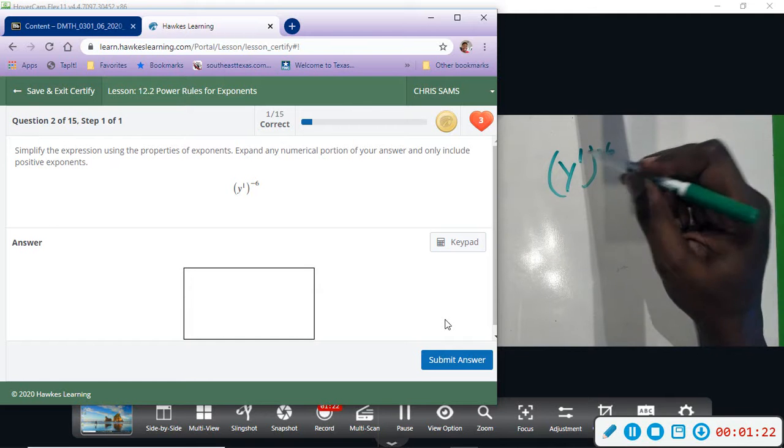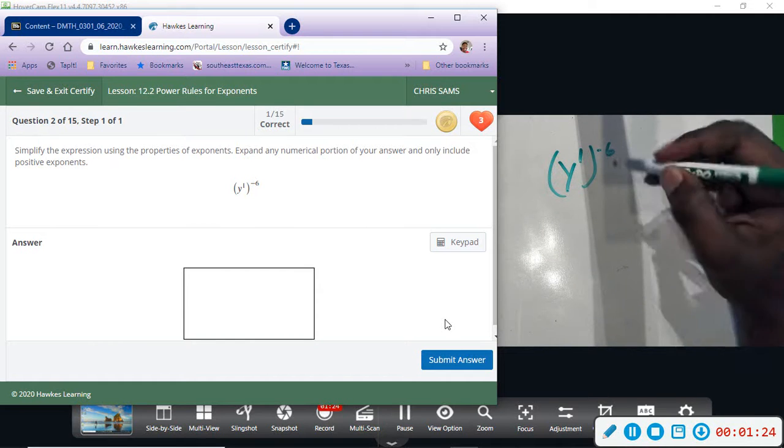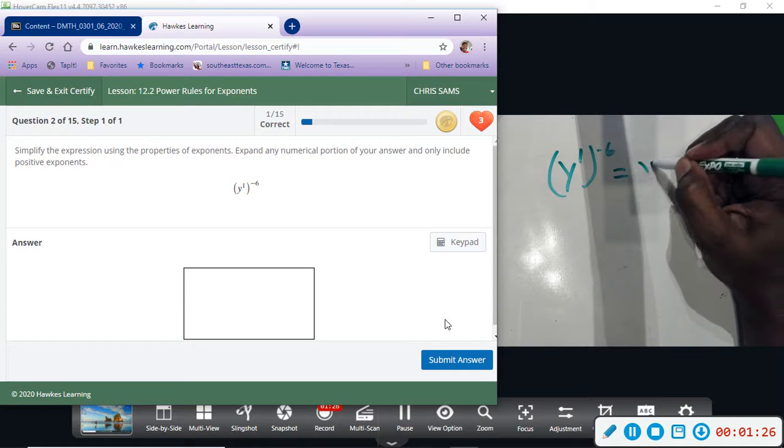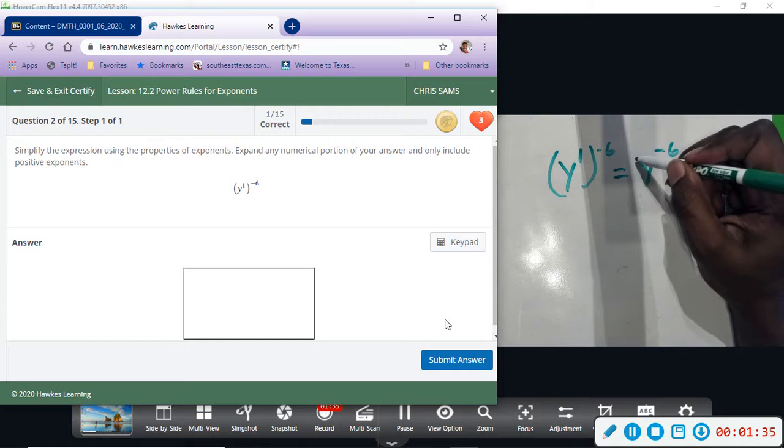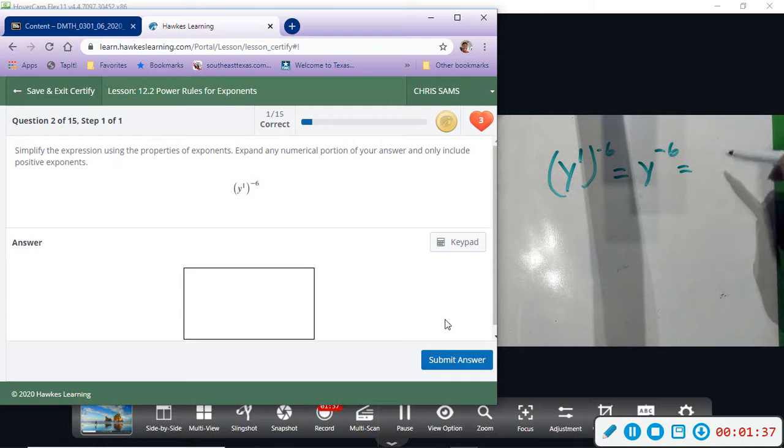So we'll multiply times negative 6, and we'll end up with y to the negative 6 power. And in order to make this a positive exponent, we have to move it to the opposite location, and then this will become y to the positive 6 power on the bottom, and then we have to put a 1 on top. That's the coefficient out front. So we end up with 1 over y to the 6.